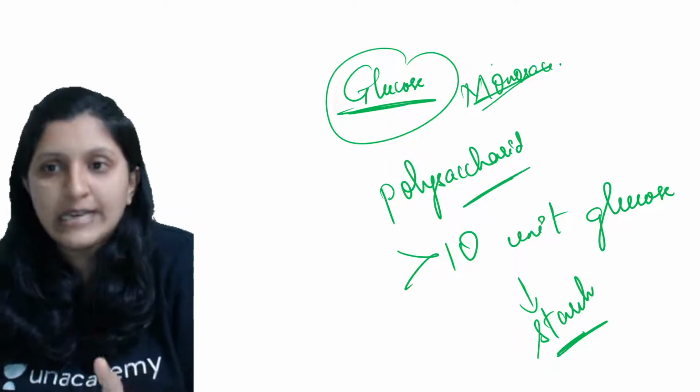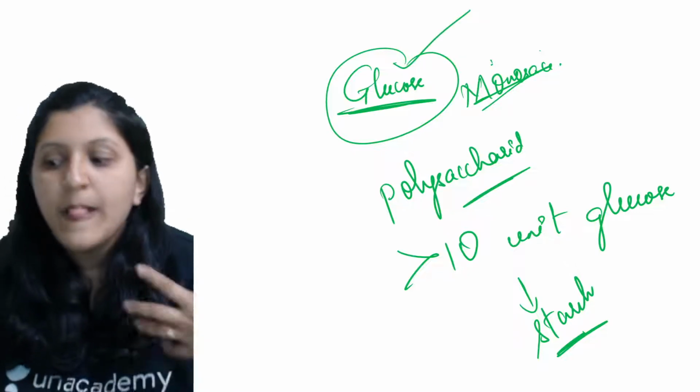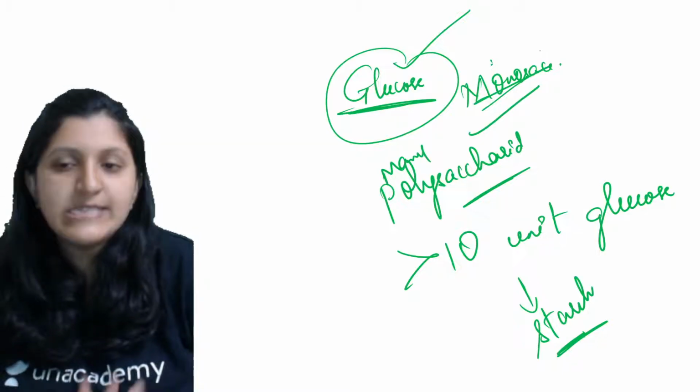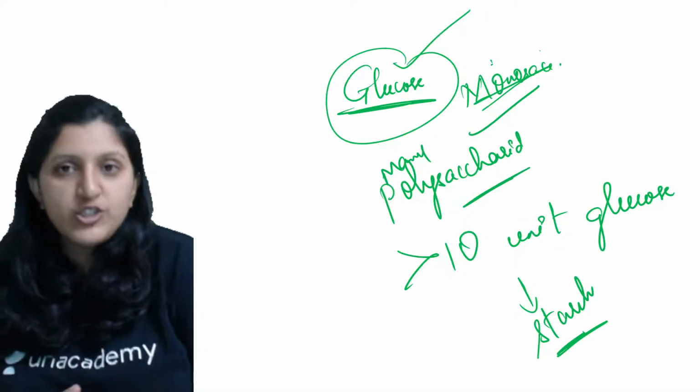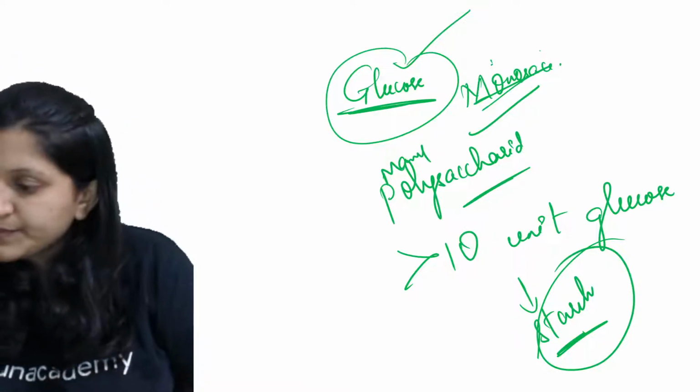Monosaccharide: mono is single, saccharide is sugar. So a single sugar is glucose. Poly is many, so many sugar units you can find. Saccharide is a sugar, so many sugar units, that is starch. Is that clear?